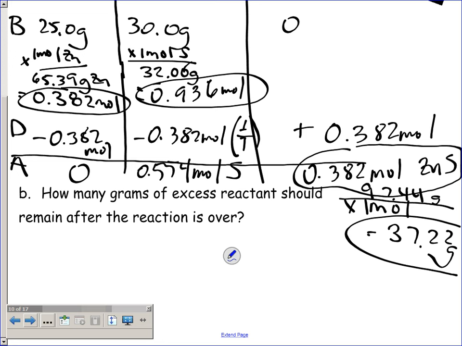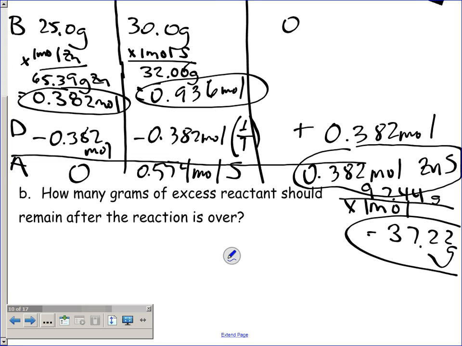And then your second question: how many grams of excess reactant should remain after the reaction is over? 0.554 moles of sulfur, convert that to grams, and you get 17.76 grams. Now, I expect that you're showing your conversion there on the AP exam. If you just went from there to there with no work, they wouldn't give you your credit. So just make sure you're showing your work. And I'm trying to model that every time, but my pen is a little wonky.